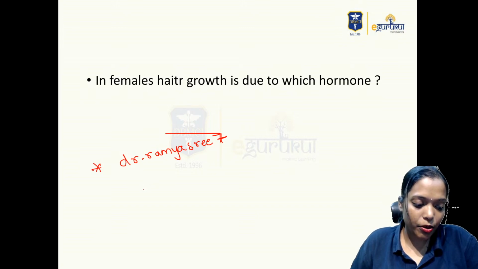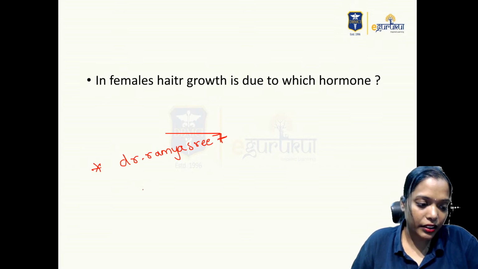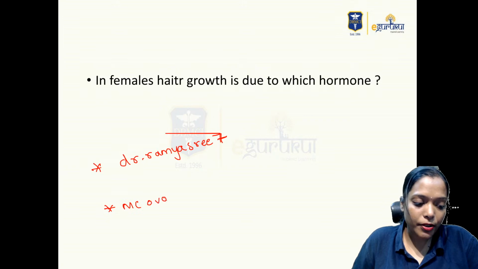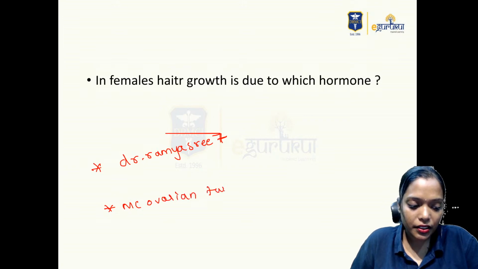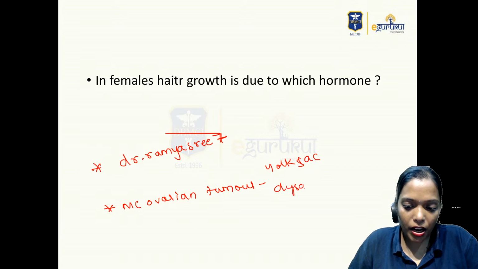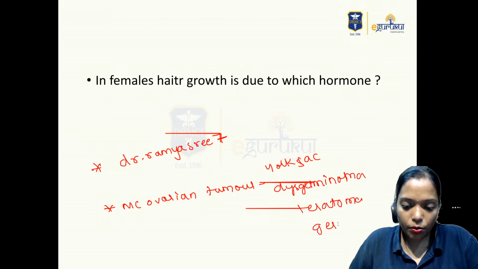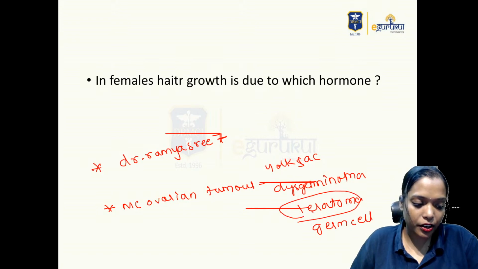There is a question about the functions of estrogen, except. What were the other options? There was one question of most common ovarian tumor. The options were yolk sac cancer, dysgerminoma, teratoma, and germ cell. So the most common ovarian tumor is teratoma.